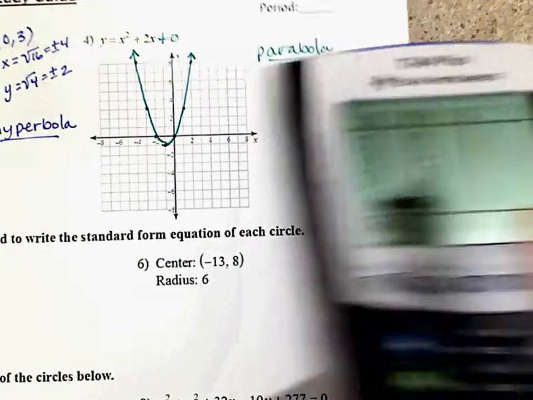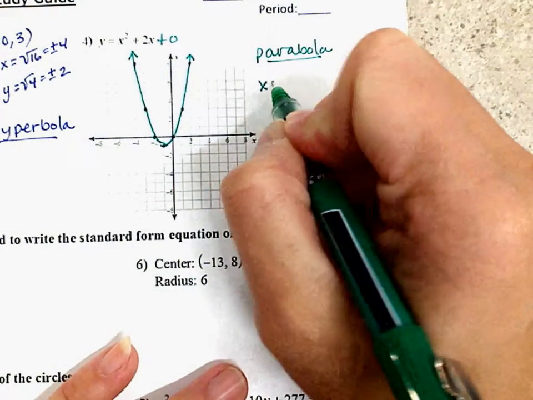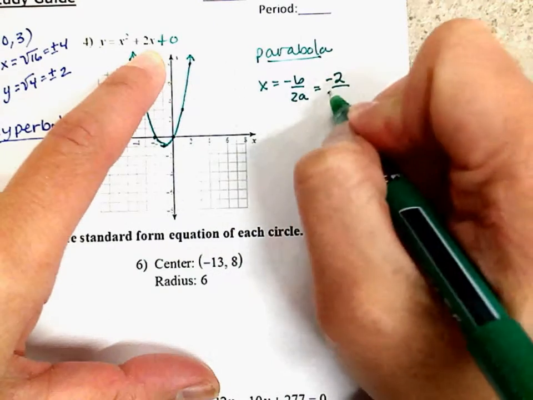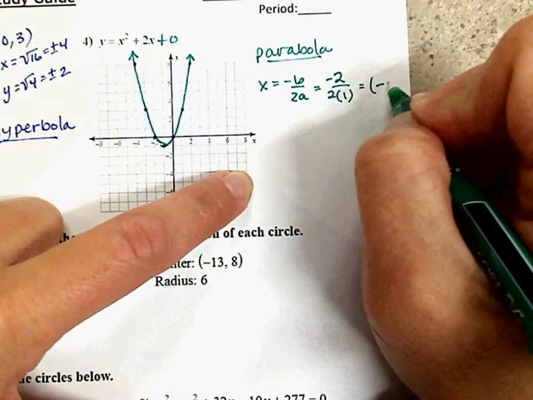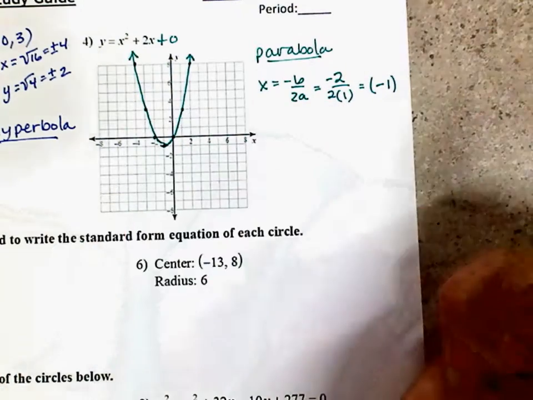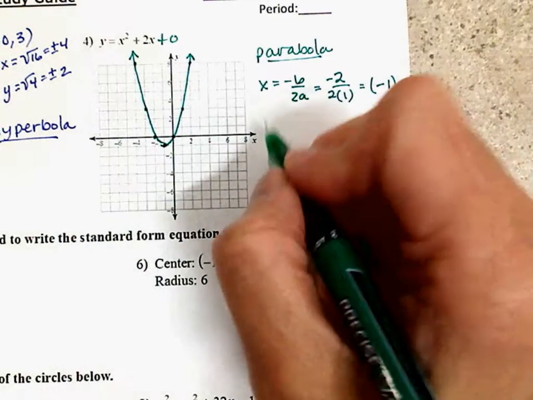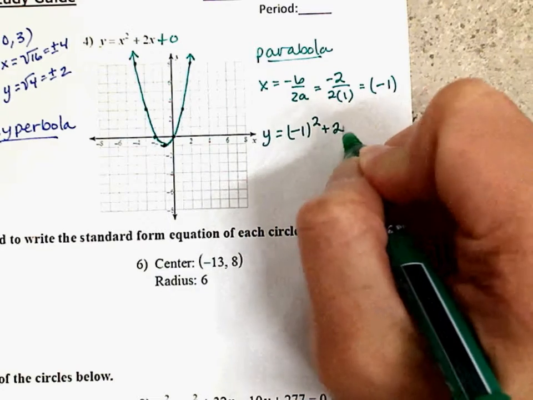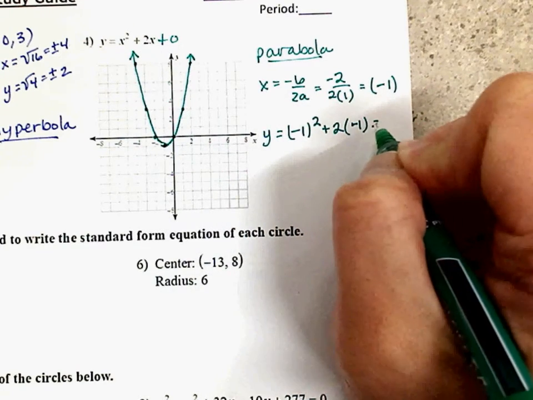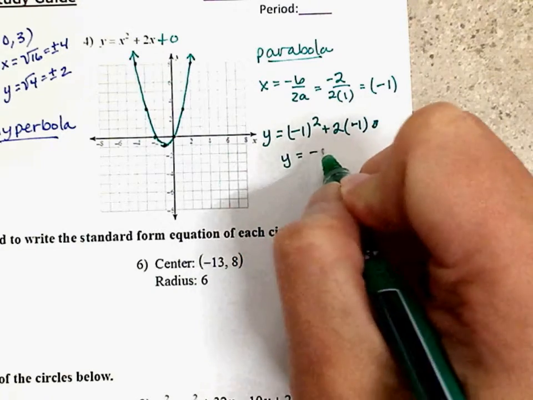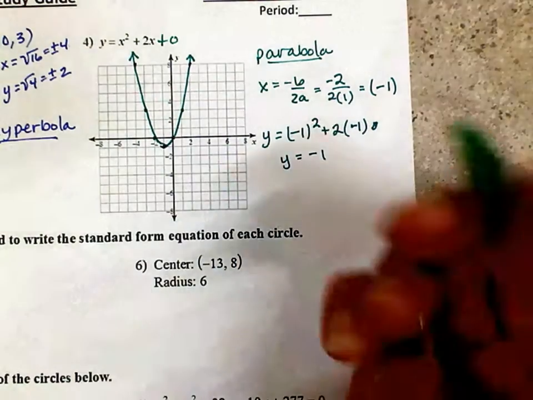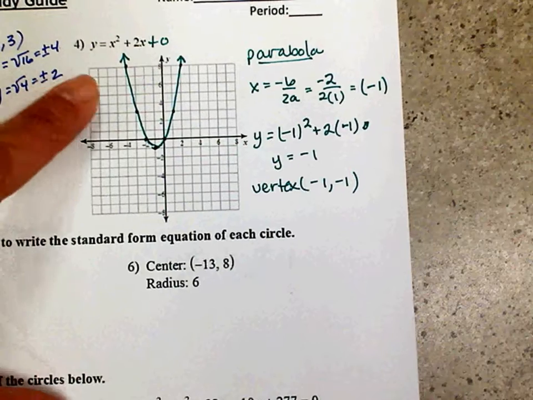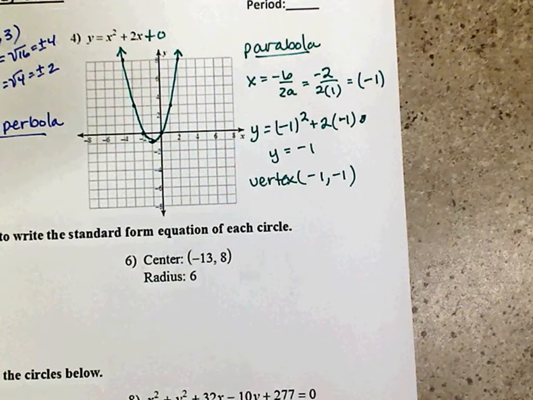Now, you could have also done this to get your vertex. x equals negative b over 2a. Your b is 2. Negative 2 over 2 times a, which is 1, and that tells you it is negative 1. See that? That tells you there's your vertex. And then you can plug it back in. This would be the work that's required. So negative 1 squared plus 2 times negative 1, and that equals negative 1. There you go. So your vertex would be (-1, -1). Or you can use your calculator. All right. We will continue in a moment.